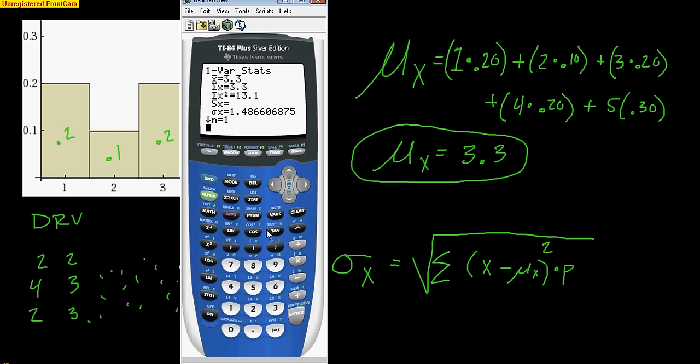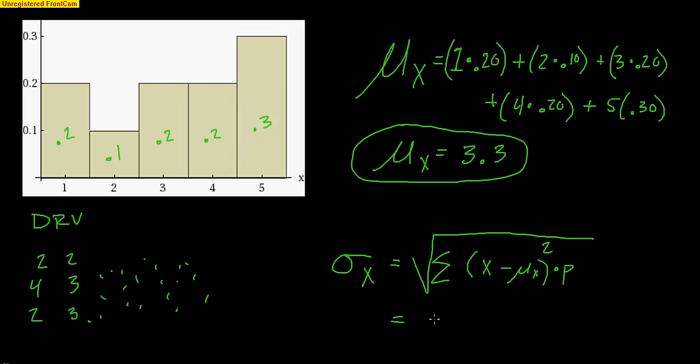Hit Enter, and this is pretty cool. It not only tells us the standard deviation right here with the little sigma x, but if you look up above, it also gives you the average. So I don't even have to use this formula up here to find the average. I can use my calculator to get both numbers. So it's 1.49 is the standard deviation. So what I learned is that when I play this game many, many times, I expect to get a score of 3.3, but that number could deviate by 1.49. So it's pretty cool how our calculator could do all that for us.